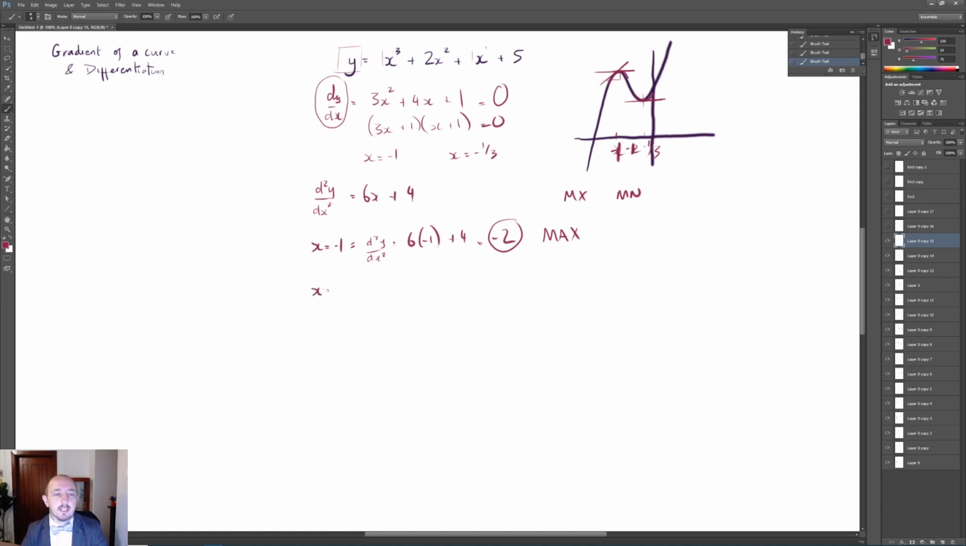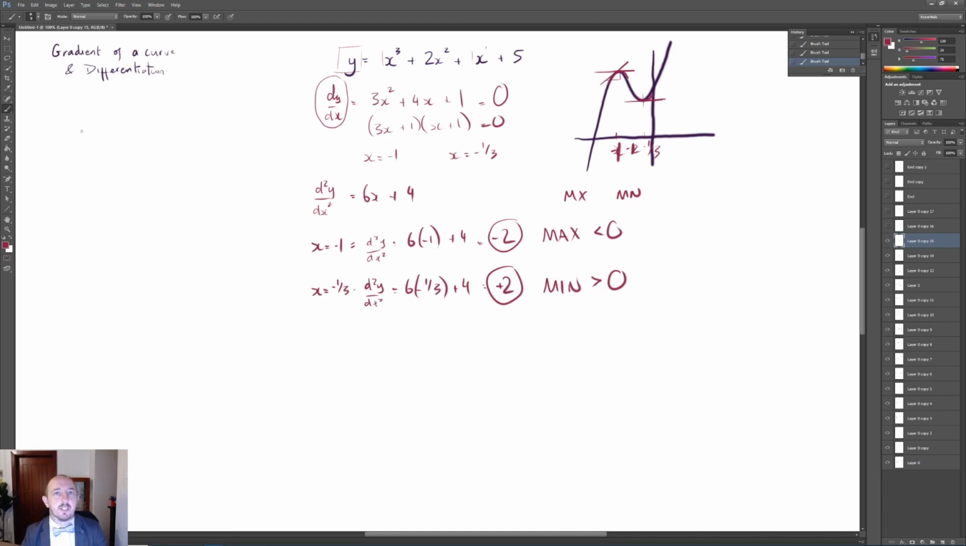If we put x equals -1/3 into here, then d2y by dx squared is equal to 6 times -1/3 plus 4. 6 times -1/3 is -2 plus 4 is +2. So +2 is a positive number, so we get a minimum value. All we have to remember is maximum if it's less than 0, minimum if it's greater than 0.